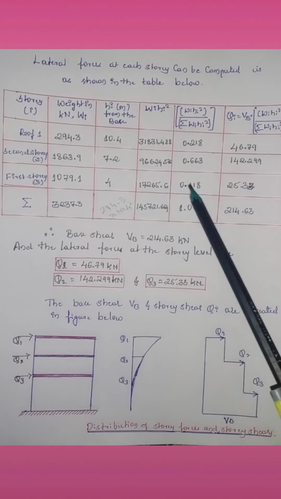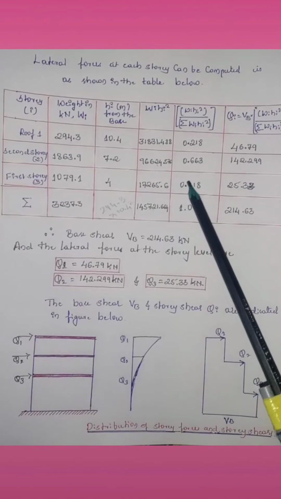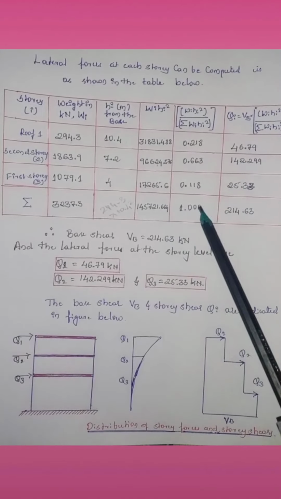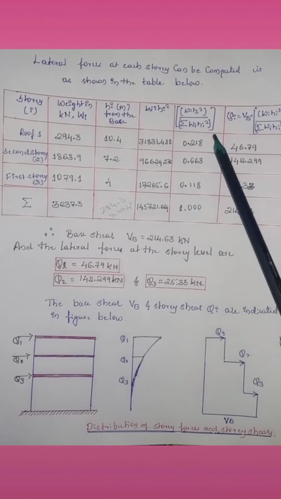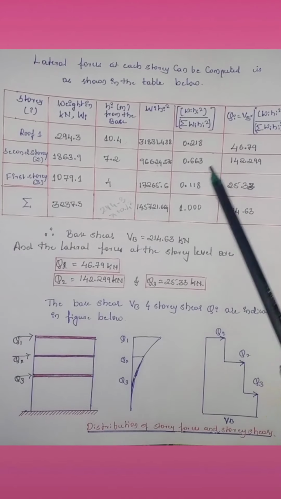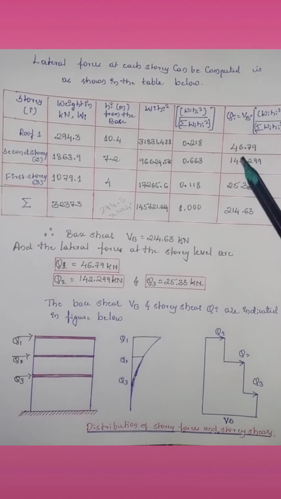Similarly, go on doing this. This value divided by this, you will get this. At last, this value divided by this itself, you will get 1. Okay, you people have got these values 0.218, 0.663, 0.118, and lastly 1. Okay.